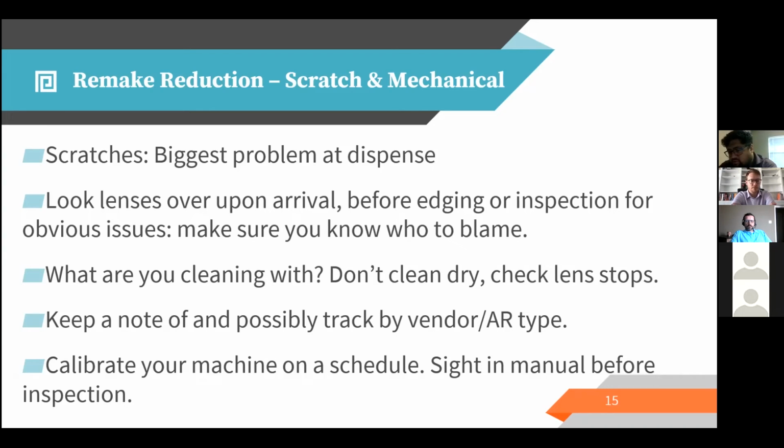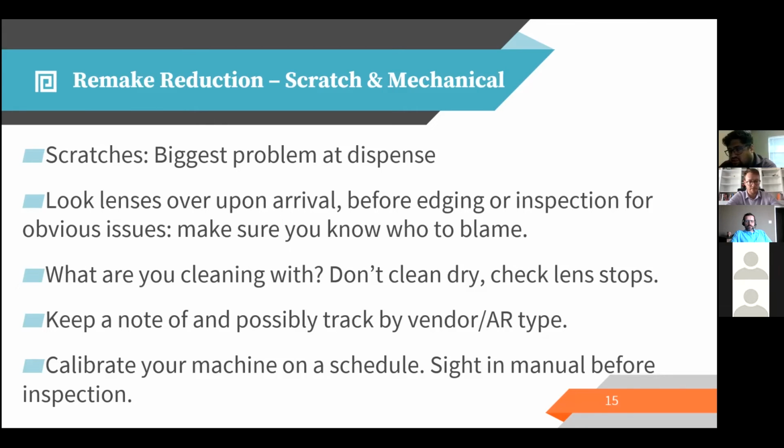What are you cleaning with? I see it all the time. We're using paper products. We're cleaning them dry. These are things we tell patients all day long not to do, but we do it ourselves in the lab, as if our touch and our desire is somehow going to change how those lenses will react. So make sure you're being honest with yourself. Get some microfiber, don't clean them dry, and be consistent. And if you can, again, get down to specificity. Track it by vendor, track it by AR type. If you find a particular brand's causing you a problem, you'll need to address it, of course.